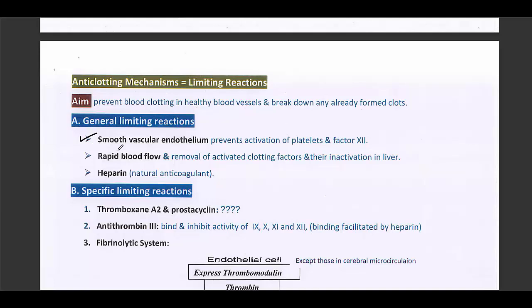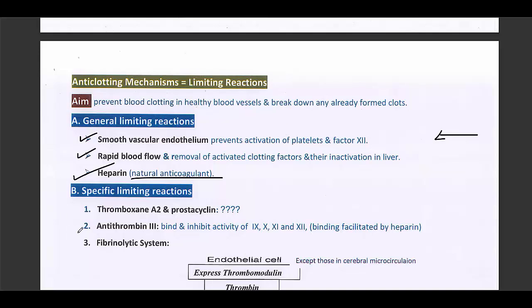And also rapid blood flow. So the blood must be fast, going at a specific speed. And removal of activated clotting factors. Also heparin. Heparin is a natural anticoagulant. Now let's move to specific limiting reactions. Thromboxane A2 and prostacyclin, as we said, antagonize each other. So prostacyclin prevents the action of thromboxane A2.